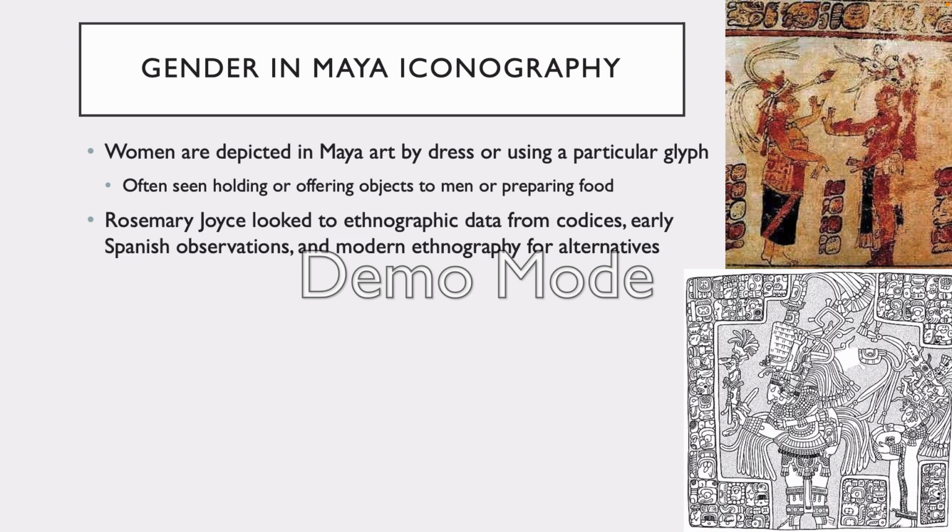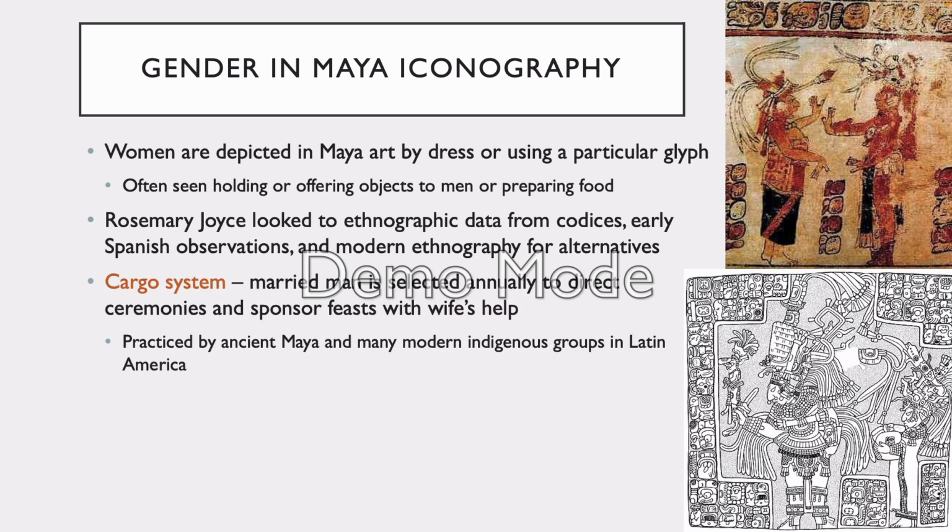Now, archaeologist Rosemary Joyce looked at ethnographic data from the codices, from early Spanish observations, as well as conducting some modern ethnography to look for alternative interpretations of why women were depicted in these ways. What she came across is what's called the cargo system. And this is something that was practiced by the ancient Maya and is still practiced today by many indigenous groups across Latin America. And within that system, a married man is selected annually to direct ceremonies and sponsors feasts with his wife's help.